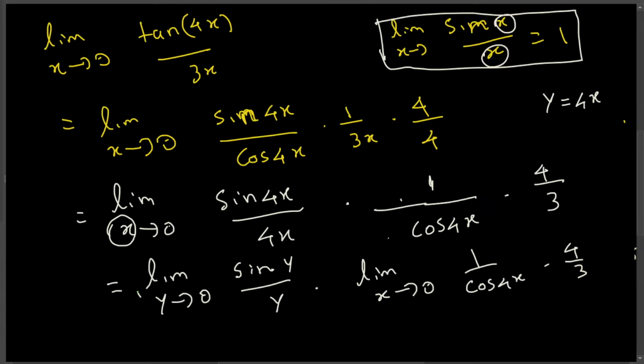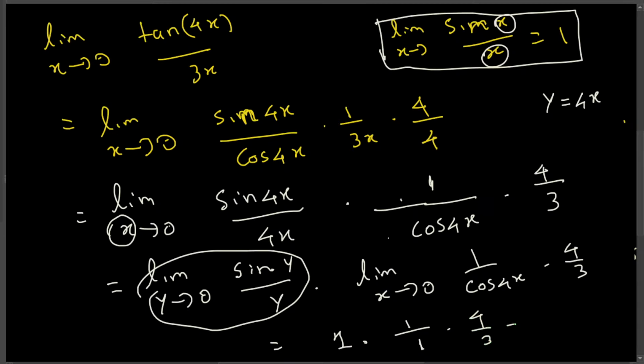Now this whole thing is 1, so we can say 1 times, and then cos 0 is 1. So I can do the direct substitution here. This is going to be 1 over 1. You can put cos 0 and do one more step, but we can just put 1 right here, and then 4 by 3. Therefore, the final answer is 4 by 3. That's our final answer. Now let's look at another problem.